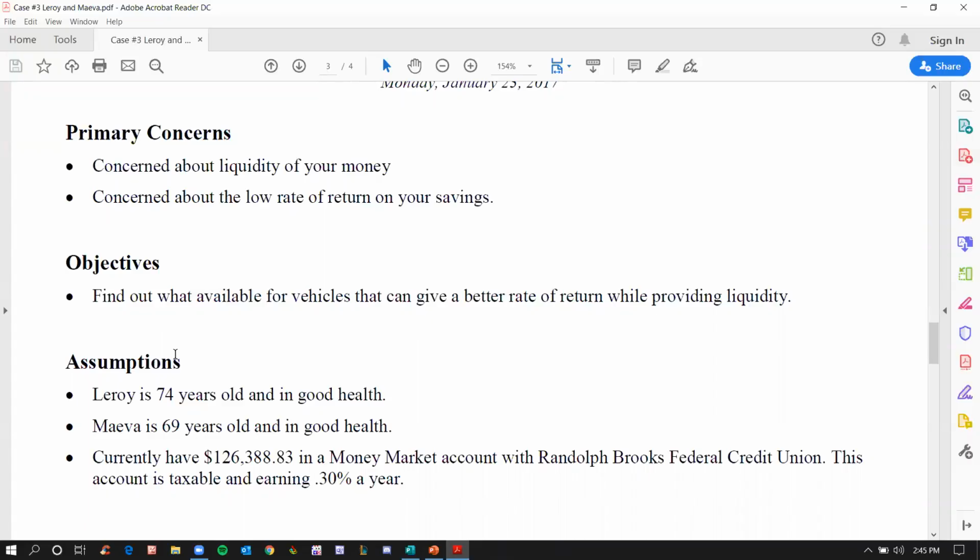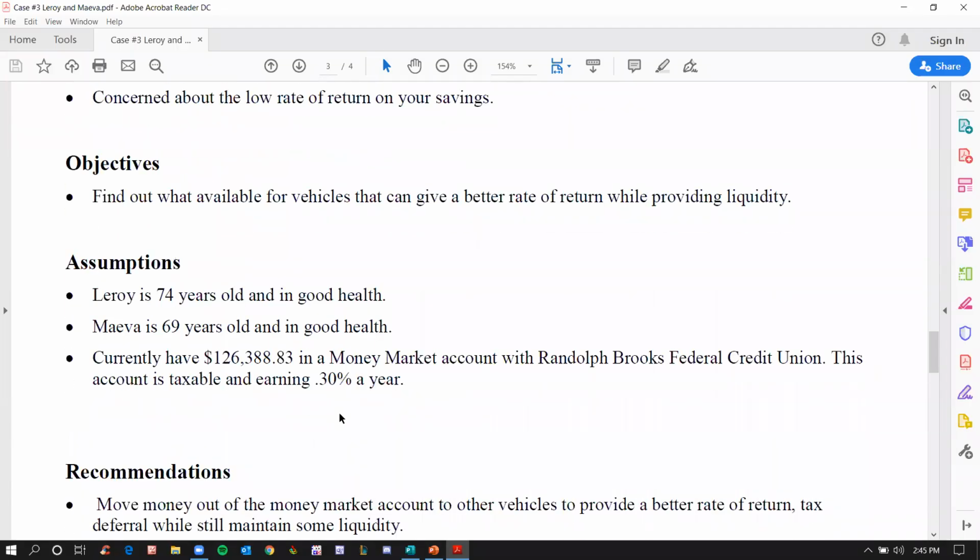Leroy, you're 74 years young and in excellent health. Maybe you're 69 years old and in excellent health. You currently have about $127,000 in a money market account with Randall Brooks Federal Credit Union. This account is taxable and it's earning 0.3% a year. So if it's earning 3% a year or 0.3% a year and you're paying taxes on it, how much are you really getting? How do you feel about that? All right. So our recommendation.